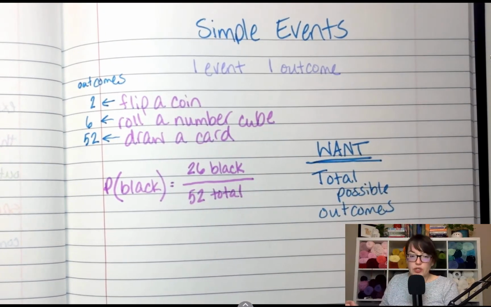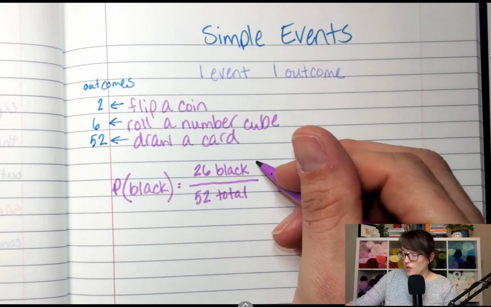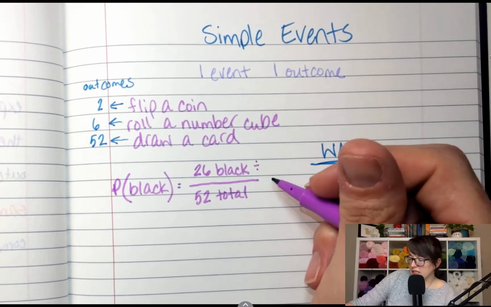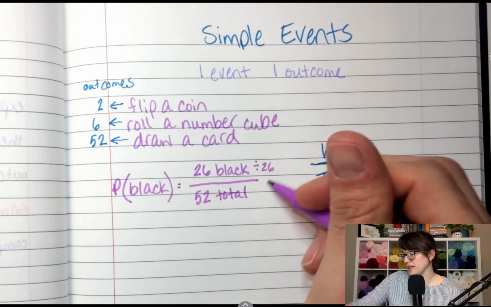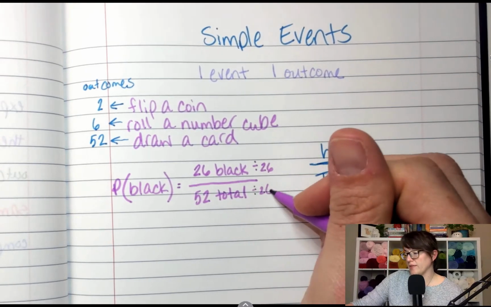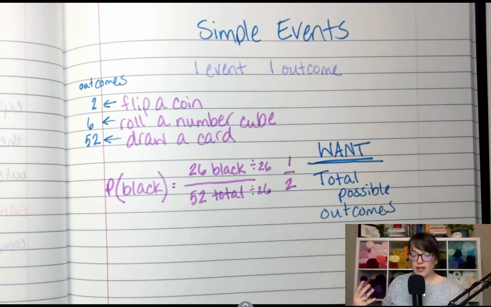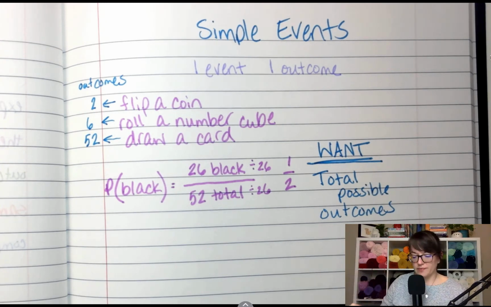And then I would want to reduce this to its simplest form. I know that I can reduce both of these by 26, because I know the answer is 1/2. So if I randomly draw a card out of a deck of cards, I have a 1 in 2 chance of getting a black card.